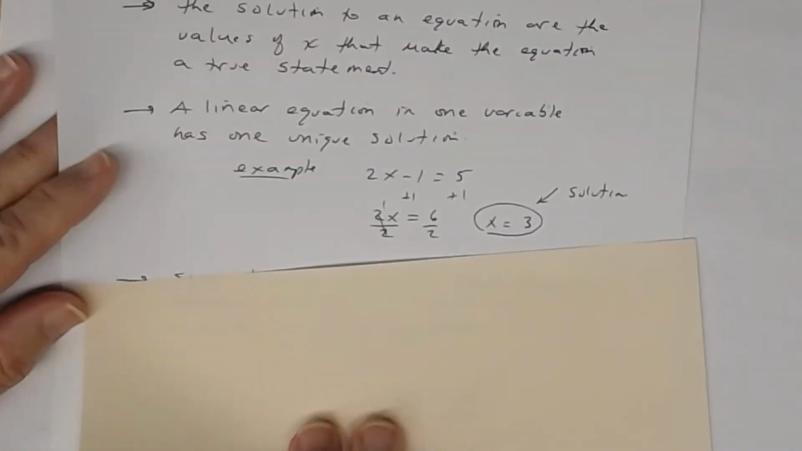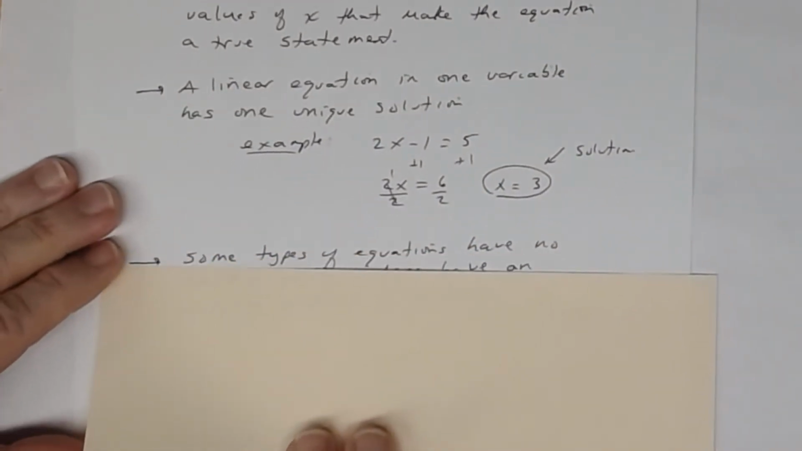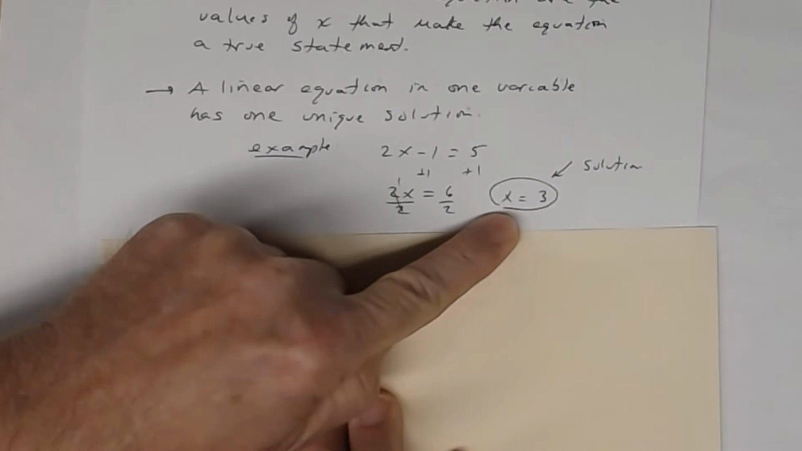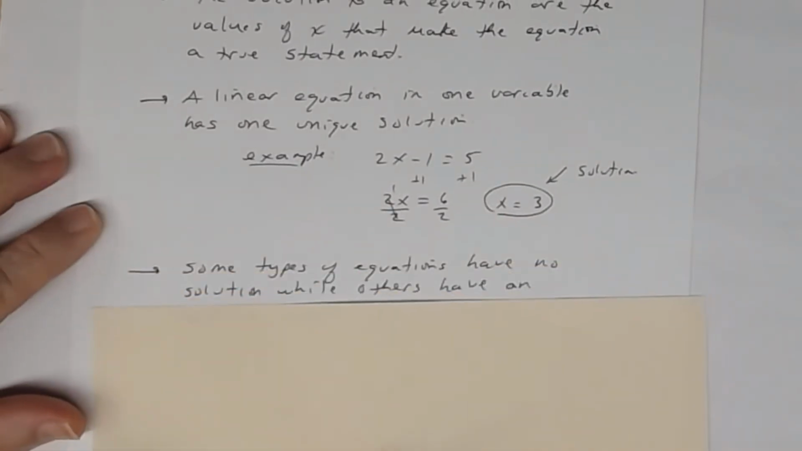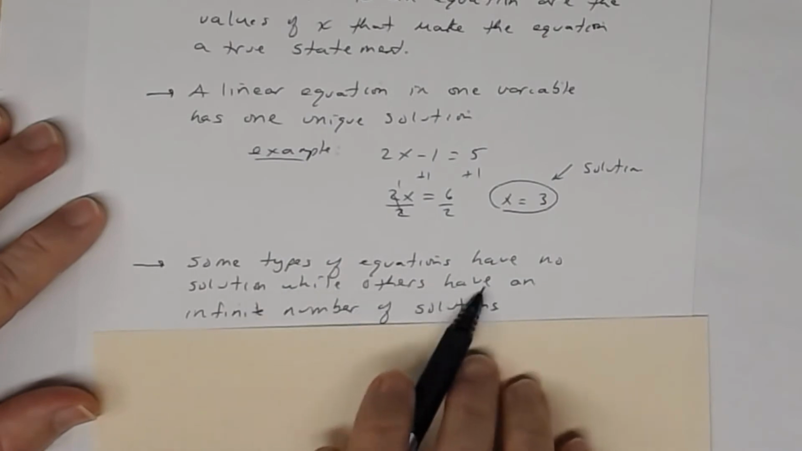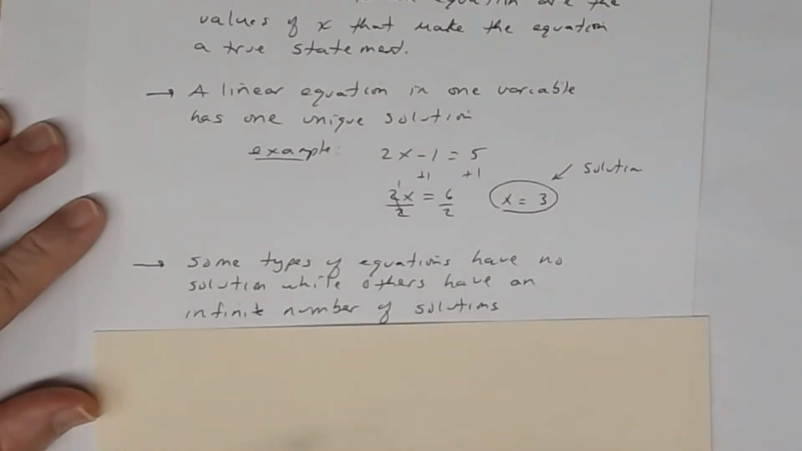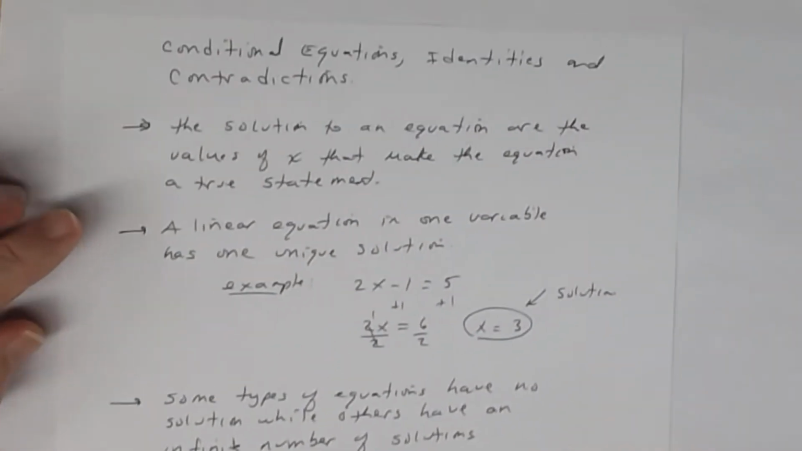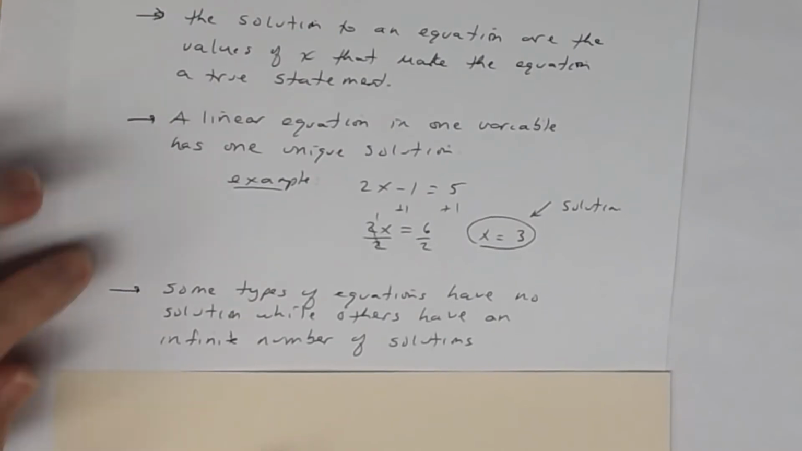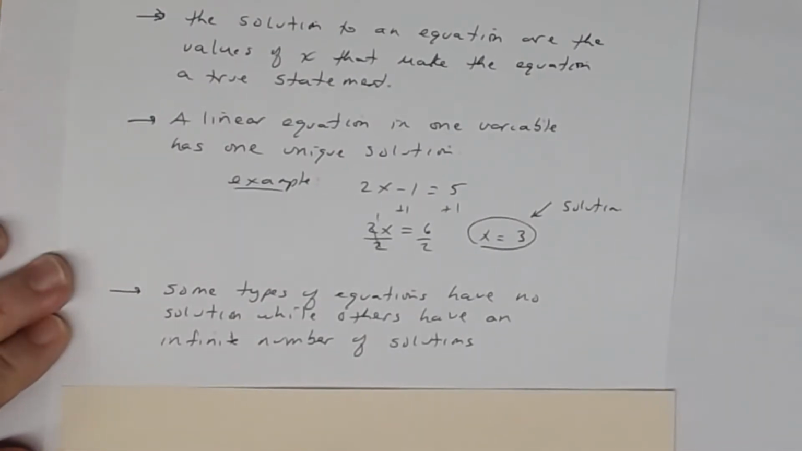But there are some linear equations that will not have one solution. They may have no solution, while others have an infinite number of solutions. Okay? So let's talk about these words up here in relation to the solutions to these linear equations.